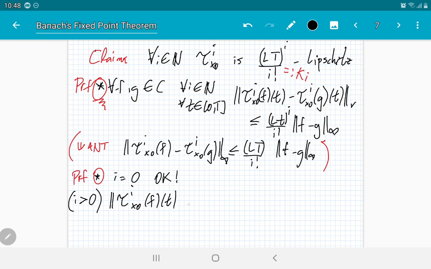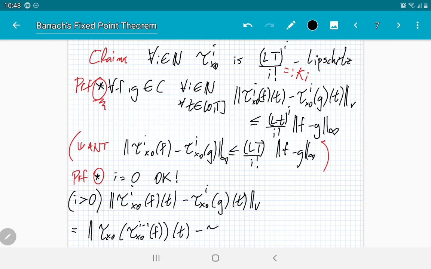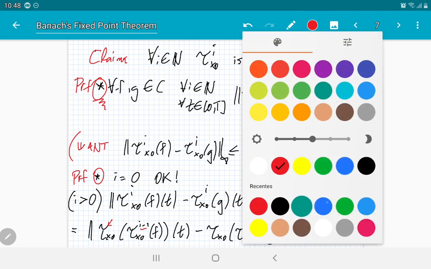And I'm going to need the estimate that I proved in the previous screen, this Picard estimate. This is the V norm. So this is the same thing as computing tau of x naught applied to tau x naught i minus 1 f of t, minus tau x naught applied to tau x naught i minus 1 g of t. No big deal. I'm just saying that tau x naught raised to i is equal to this composition of tau x naught i minus 1 and tau x naught. And same for g.